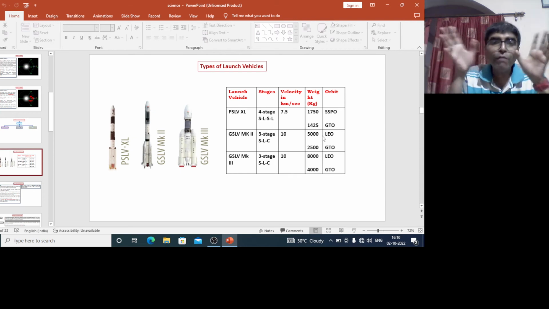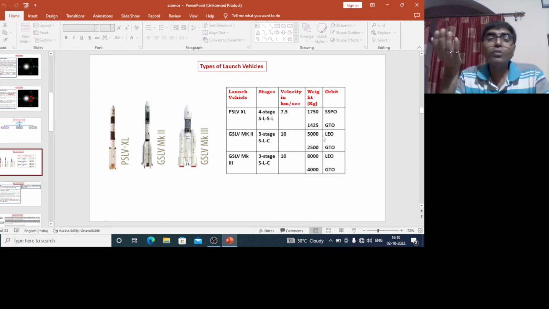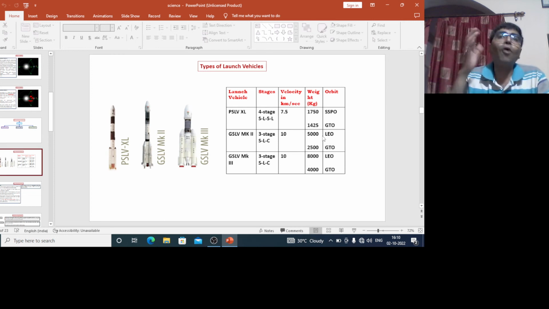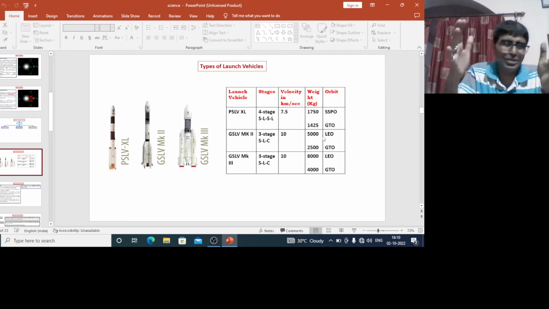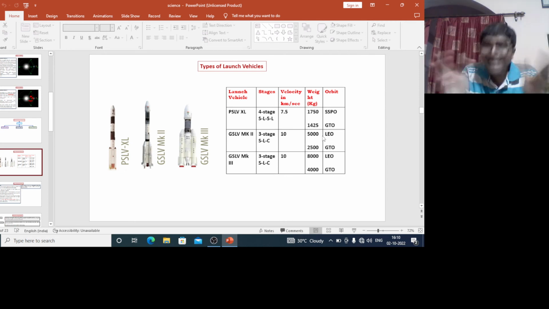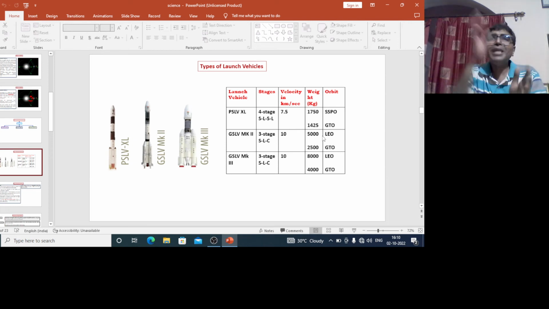So don't get confused whether it is PSLV or GSLV, we can carry it on any orbit, but the difference is the weight capacity. You will find that in a low Earth orbit or sun synchronous polar orbit, the altitude is low, and low altitude means we can take much more payload.